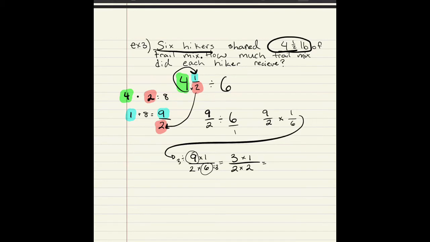And now I can multiply across. So 3 times 1 is 3. 2 times 2 is 4. And that's my final answer, because nothing can go into 3 and 4.